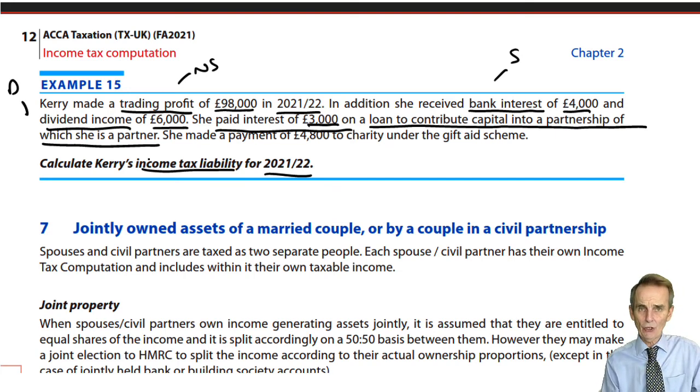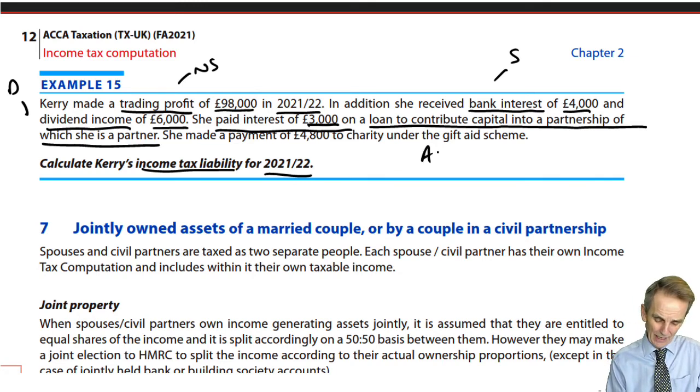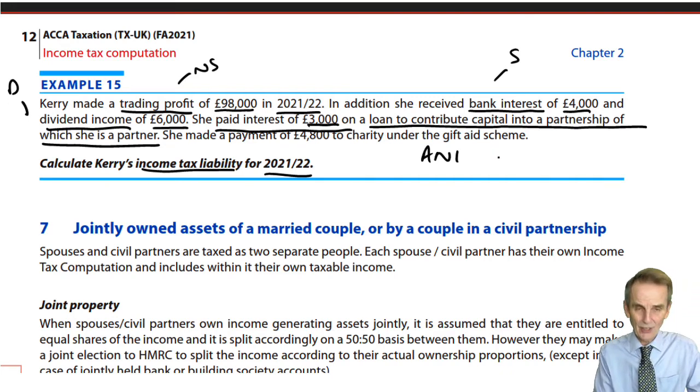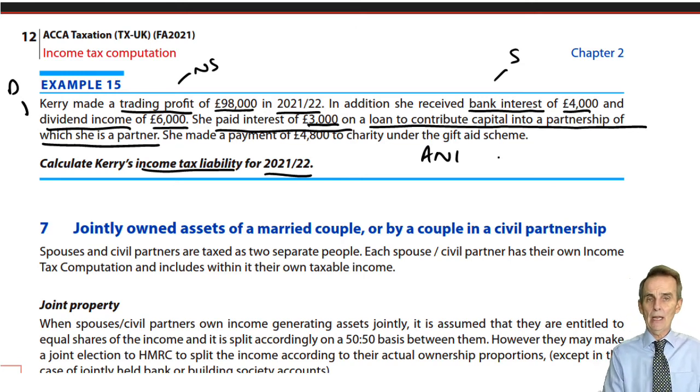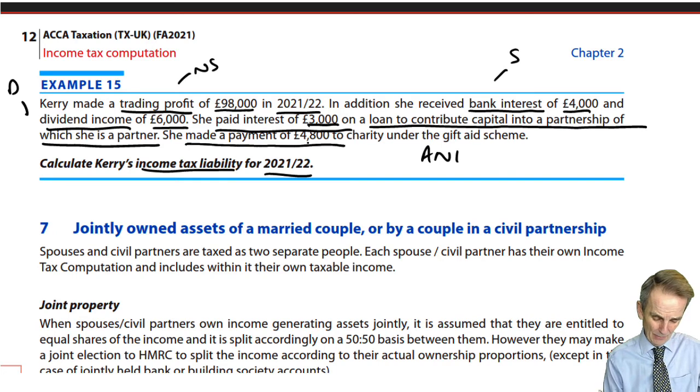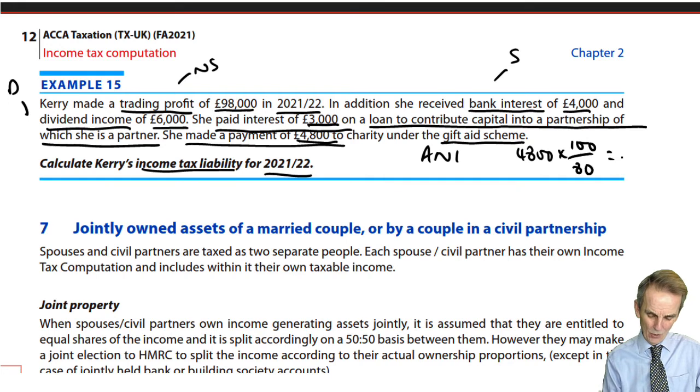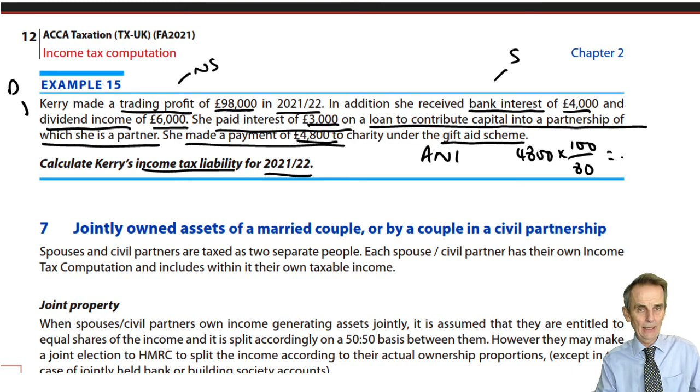It's then a question of establishing, of course, the available personal allowance. For the personal allowance, you need adjusted net income. What is it? It's the net income less any gross gift aid payments or indeed personal pension contributions. And the last bit is, she made a payment of £4,800 to a charity under the gift aid scheme. So 4,800 times 100 over 80 will give you that gross figure. Get your adjusted net income, work out the available personal allowance.